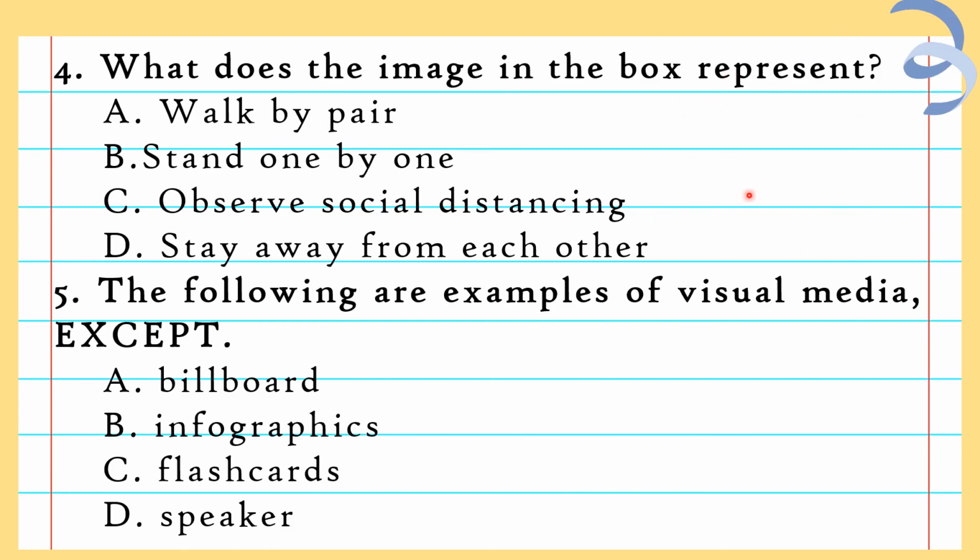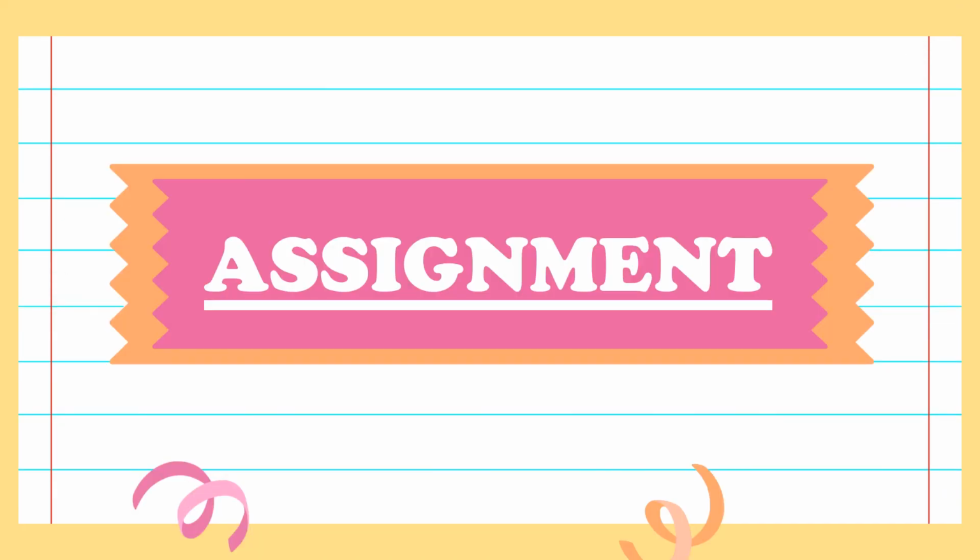All right, so we have here a picture, okay? A picture of a boy and another boy here, and then it has a line and it says 1 meter. So what does it mean? Okay. Number 5, the following are examples of visual media except: A, billboards; B, infographics; C, flashcards; D, speaker.